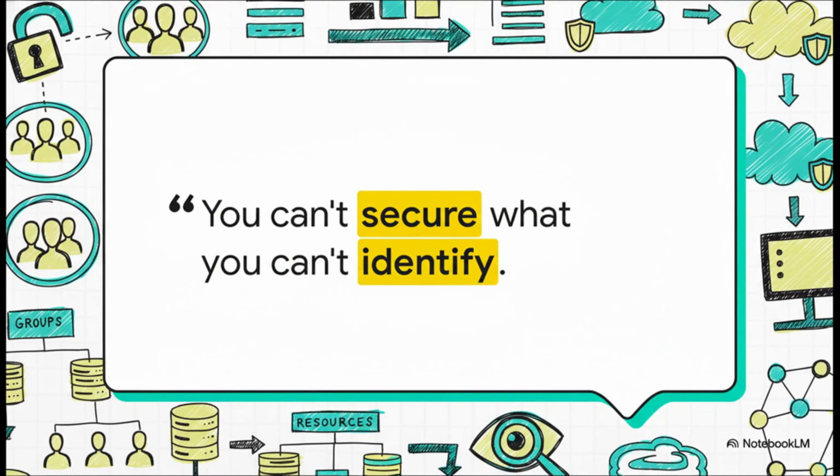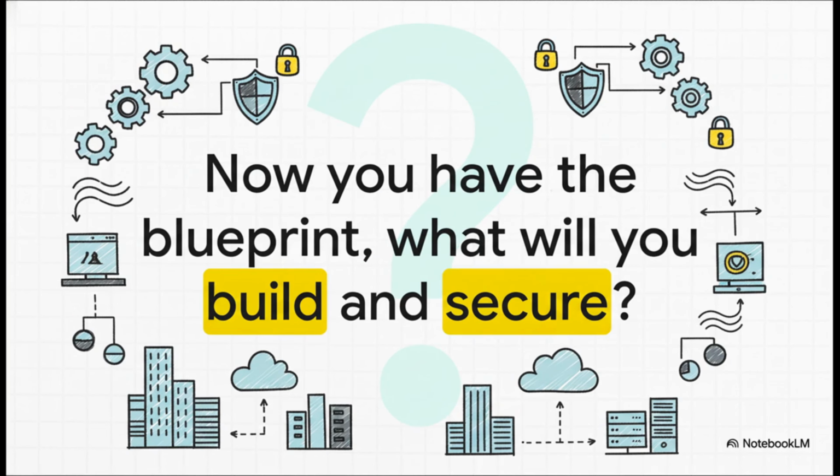You know, when you boil it all down, it really comes back to this one single powerful idea. This quote just says it all. You can't secure what you can't identify. Identity isn't just some boring administrative task. It is the core principle of all modern security. So there you have it. We've walked through the essential blueprint for identity in Azure using Microsoft Entra ID. It's the fundamental structure that really makes everything else possible. So the only question left to ask is, now that you have the blueprint, what are you going to build and secure first?